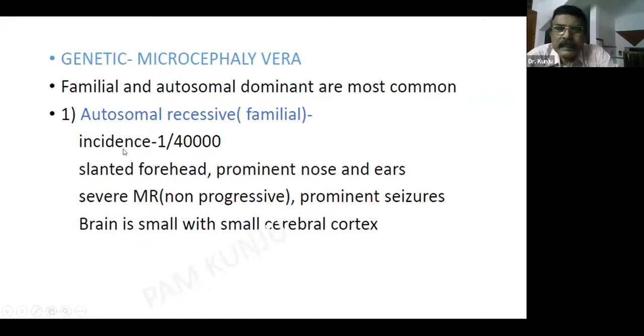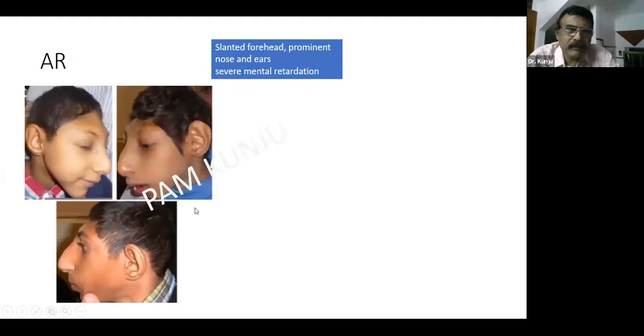And by the clinical features themselves, we can identify them, because they have a slanting forehead, and because of this slant, a prominent nose and ears, and they will have severe mental retardation, most of the time intractable seizures, and the brain and the cortex will be small. This is one of the familial microcephalies, where you can see three siblings with almost similar manifestations. You see that slanting forehead, prominent nose and prominent ears. This is so characteristic. So this is the autosomal recessive type of microcephaly, isn't it? And as we have mentioned, they most of the time have severe mental retardation and microcephaly.